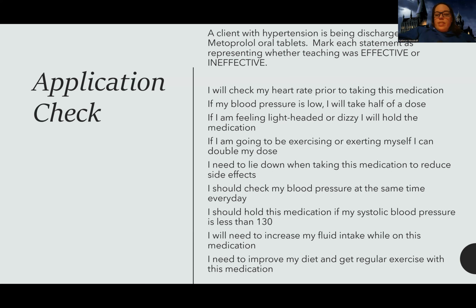If I'm feeling lightheaded or dizzy, I will hold the medication. Well, there's some education that needs to happen here because we have to think, is it expected for them to feel lightheaded and dizzy? One, probably check their blood pressure.